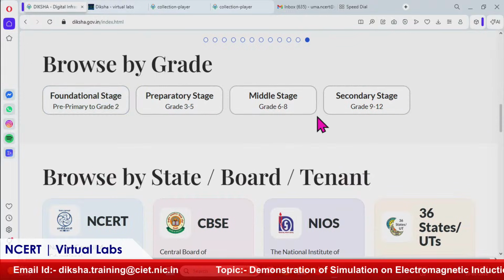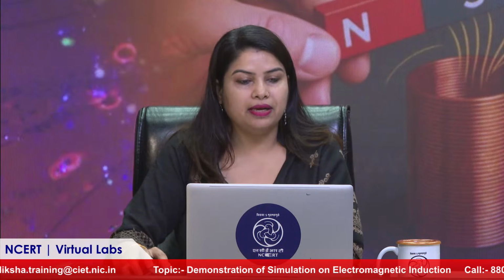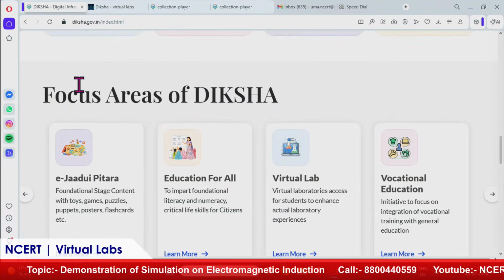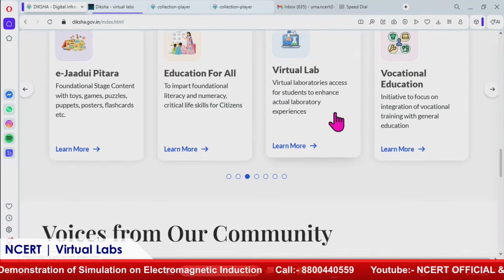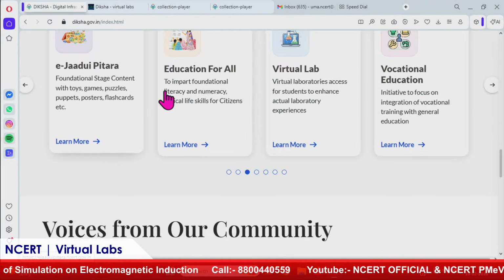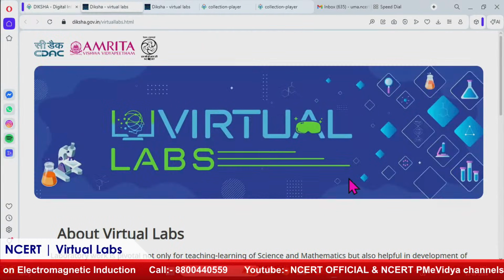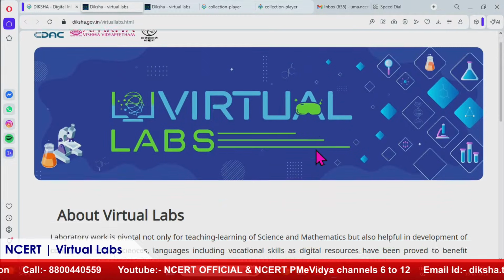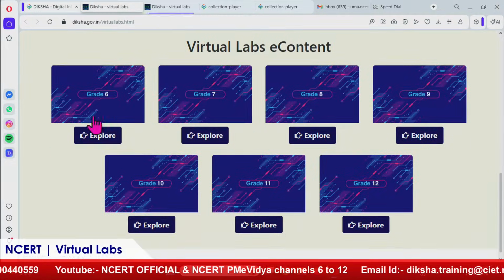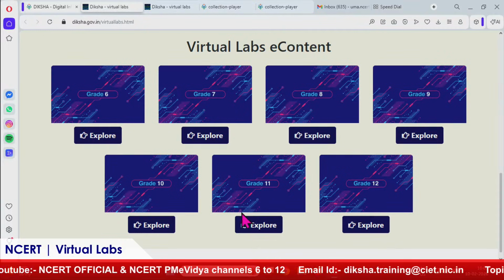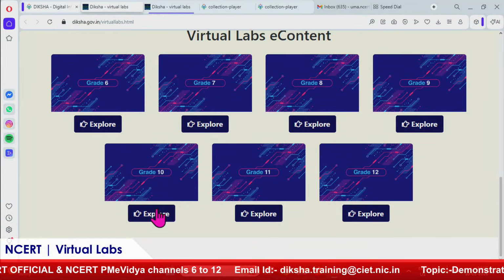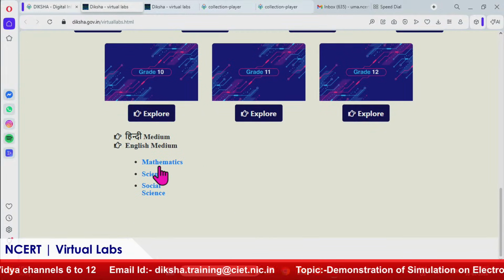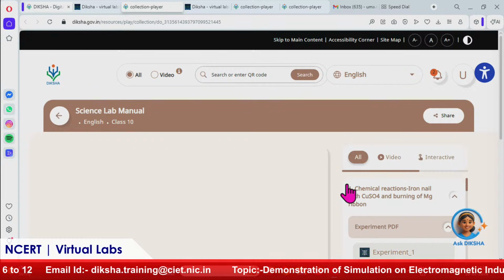Then browse by grade, we can browse Diksha by grade also. We are talking about the virtual lab, which is one of the focus areas of Diksha. How can you go? Simply click on the virtual lab tab. We can go to this well-known page of virtual labs, where from grade 6 to grade 12 all the experiments are available in both English and Hindi medium. This is a class 10 science experiment, electromagnetic induction.